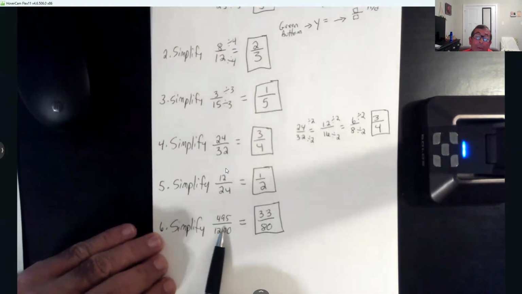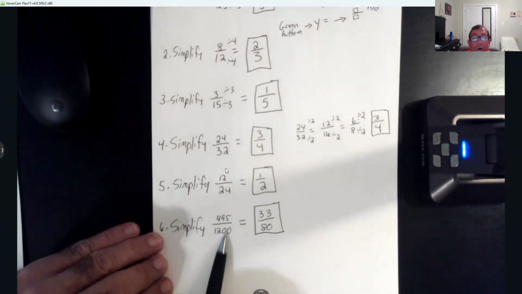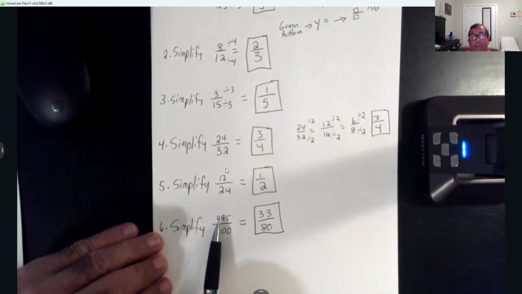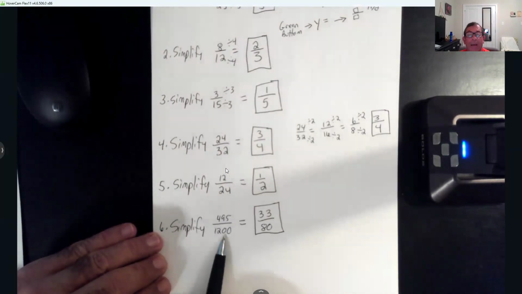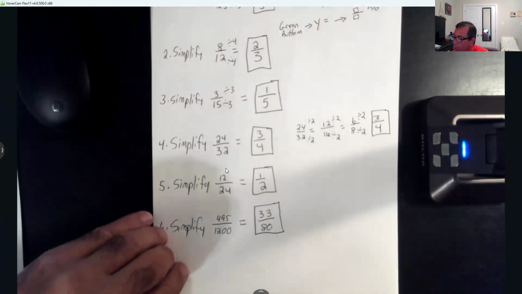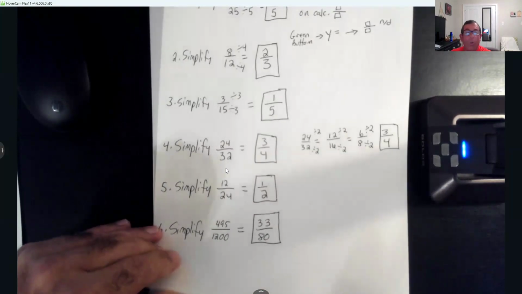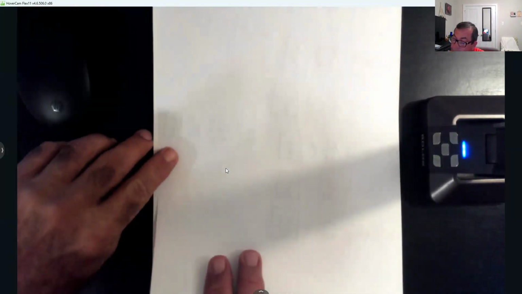So, y'all, that one, I probably would use my calculator, but I would have started out with 5s. 495 will divide by 5. 1,200 will divide by 5. And I'd have just kept going until I found something that they wouldn't divide with no more. Okay, you just got to keep going and going. Or get good on that calculator, right?